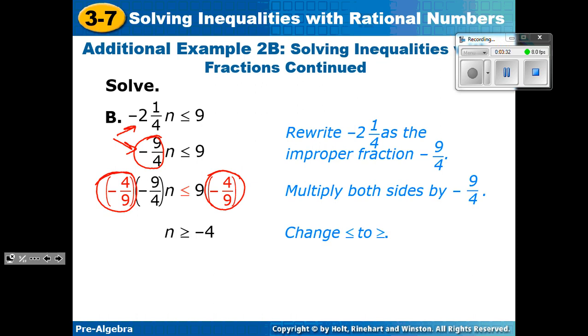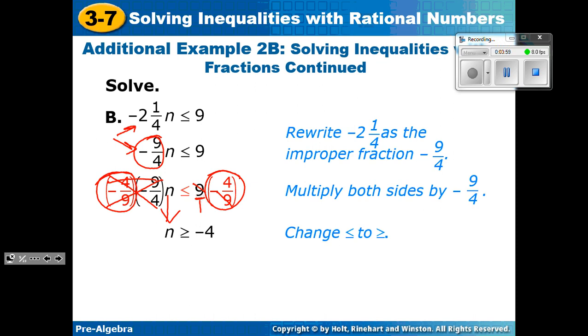Okay, so when we multiply negative 4/9 times negative 9/4, that goes away and leaves us with just n. When we multiply 9 times negative 9/4, this is like 9 over 1. The 9's cancel out. 4 times 1 on the top, 1 times 1 on the bottom, and keep our negative. So we've got negative 4.